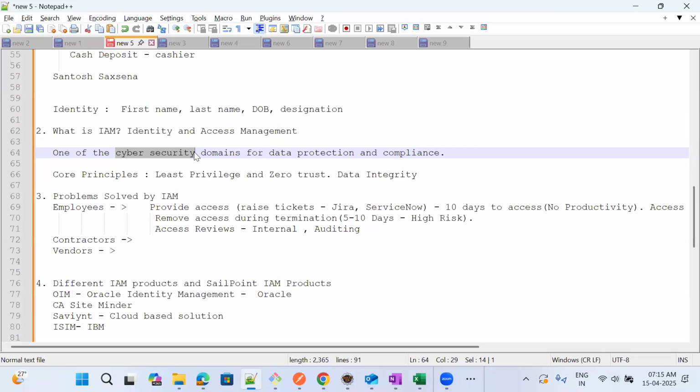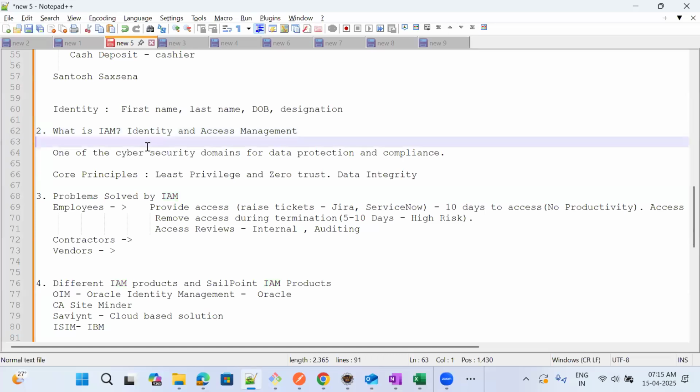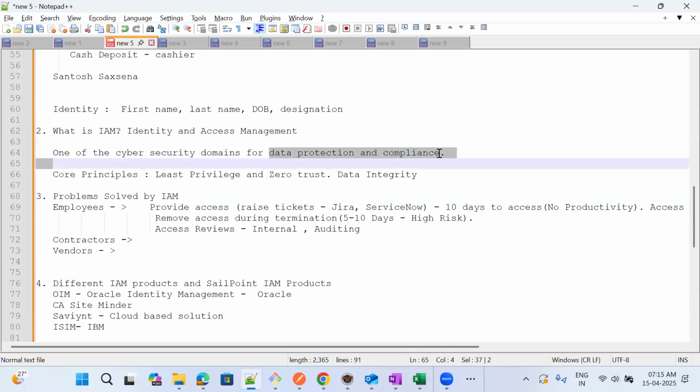We also have something called network security, right? Network security works at the network level, where they have firewalls and their own tools and techniques in order to protect the company's assets. Similarly, we have one domain in cybersecurity, which is identity and access management, which deals with data protection and compliance. Obviously, when we say compliance, we will also have audit in this.